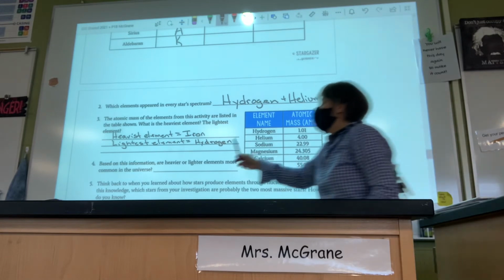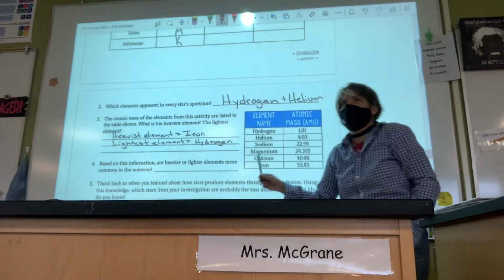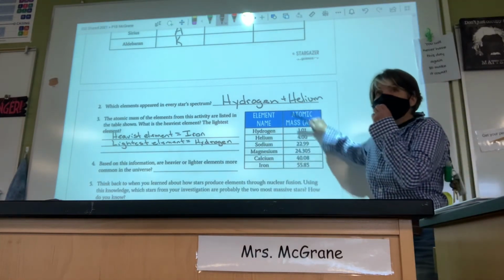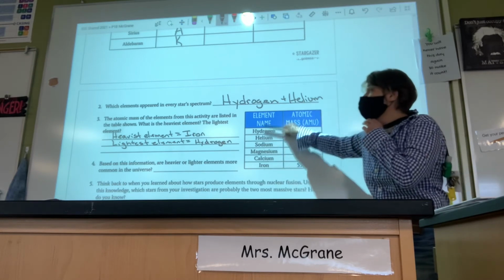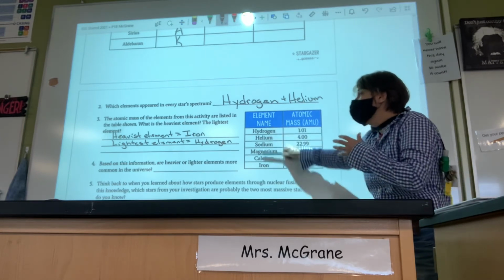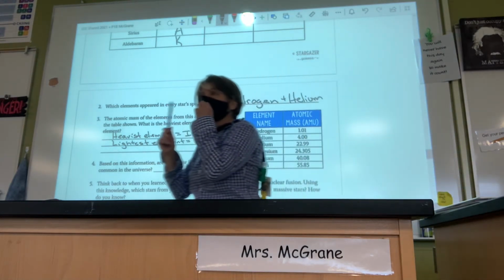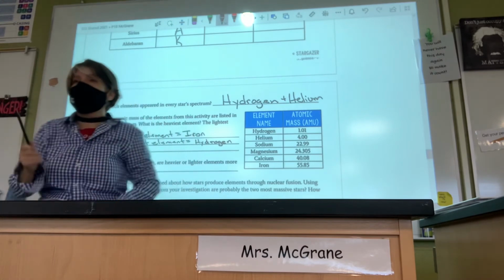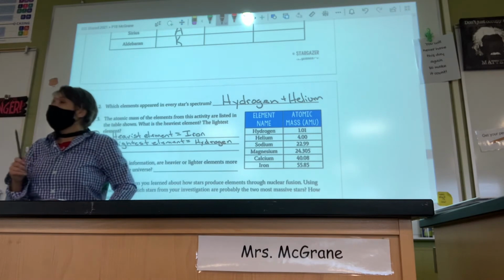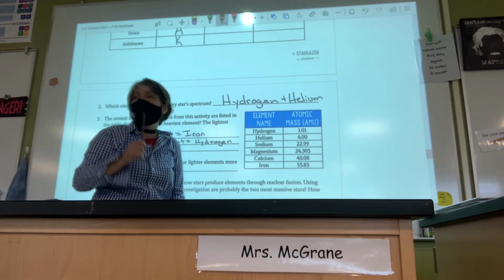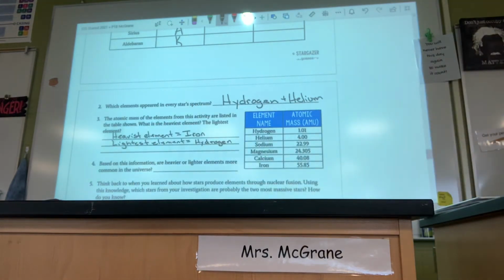Fabulous. Based on this information, are heavier or lighter elements more common in the universe? We cannot tell from this table, but how can we tell what elements are most common? Not from this table we can't tell. Where would we have to look to find out what elements are most common? The data table of what though? Because this is a data table. Which data table? The element data table? She's pointing us to this table.